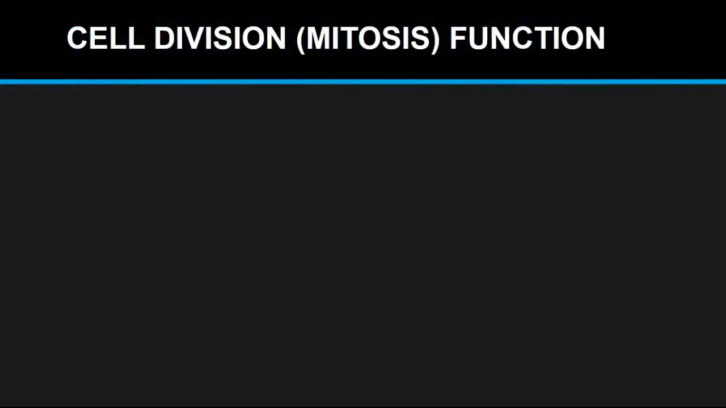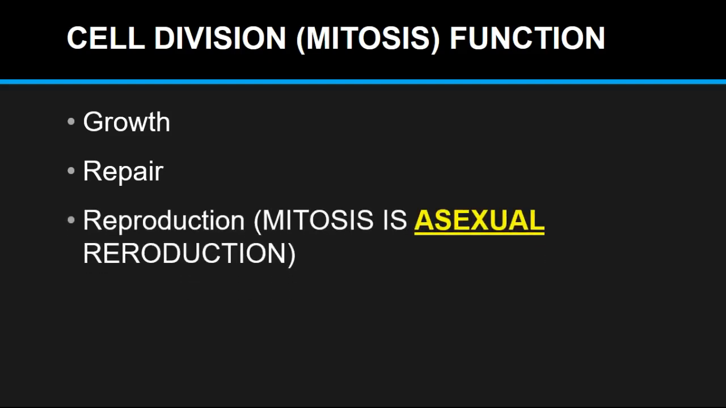And mitosis is a type of cell division, and it has some specific functions: growth of cells and organisms, repair of cells within organisms, and reproduction. Now, it's important to keep in mind that mitosis is an asexual reproduction.